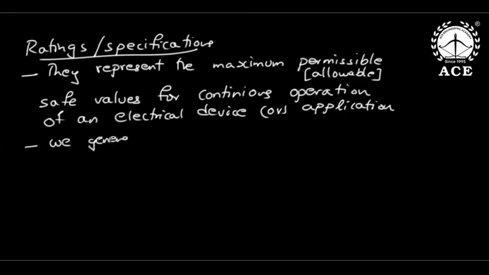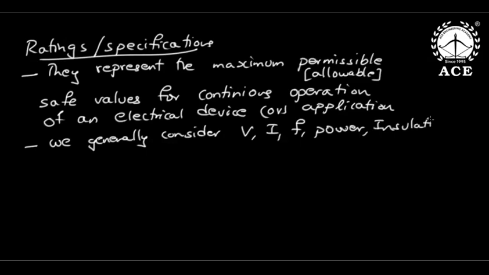Now we generally consider voltage, current, frequency, power, insulation class, and also temperature limits. So in electrical equipment, when you buy it, you should see all these things: voltage rating, current rating, frequency rating, power rating, insulation class rating, and temperature.